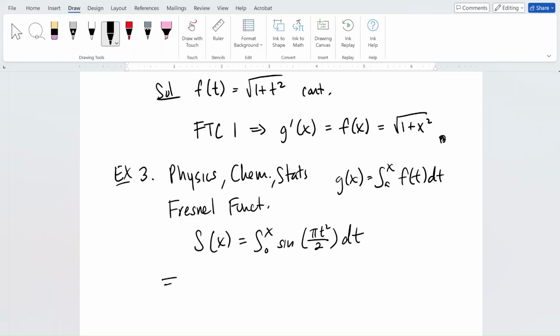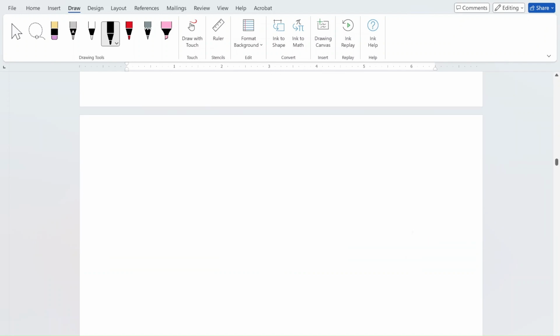But if I wanted to find the derivative of capital S, that function would be equal to something as simple as sine of pi x squared divided by 2, because the function that I'm working with is sine of pi t squared divided by 2. However, it does get a little bit more complicated than that.